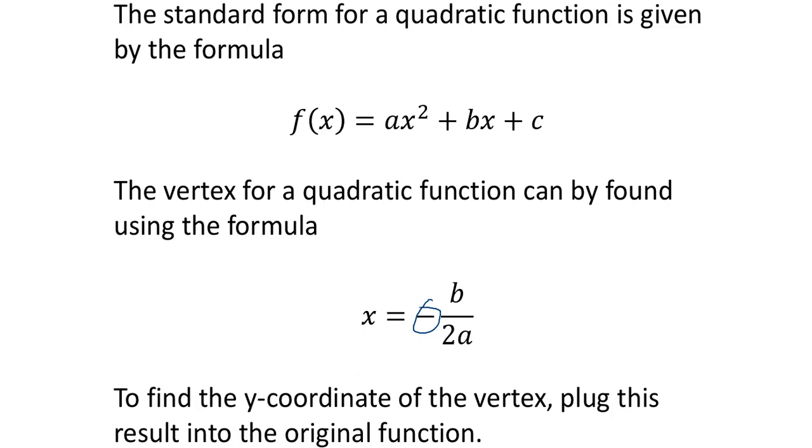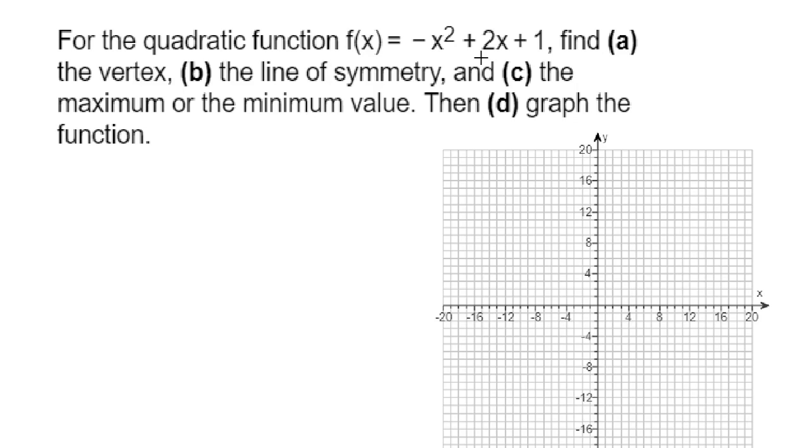So these first couple of problems are going to be repeats of what we did in the previous section, except now the function is in standard form, so finding the vertex is going to be a little bit more work. For the quadratic function f of x equals negative x squared plus 2x plus 1, find the vertex. We won't be able to read it off the equation this time. We will have to calculate it using the formula we just had on the screen. Find the line of symmetry. That's the same as it was in the last section. Once you have the vertex, you just do the same thing here. And then the maximum or minimum value. Once you have the vertex and you're graphing it, you can figure that out the same way we did in the last section as well.